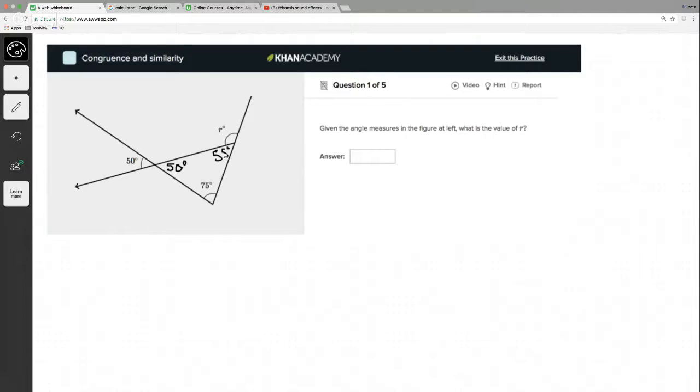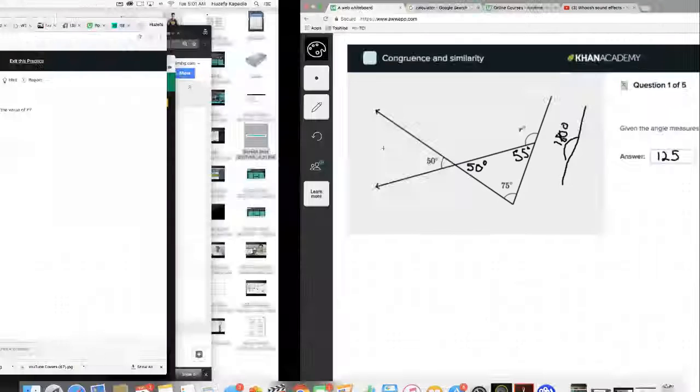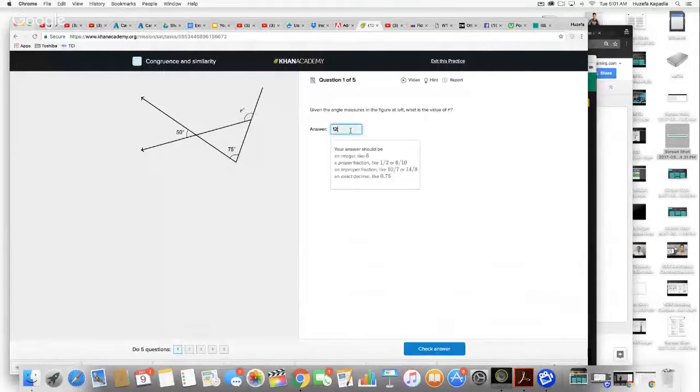Now that we know that this is 55, we can tell that R and 55 are supplementary because they're on a straight line. That means in total they add up to 180. A straight angle is 180 degrees. So R plus 55 is 180, which means R is 125. There's another theorem that we could have used with exterior angles, but that's usually how I like to do it. I don't even like to think about that one.